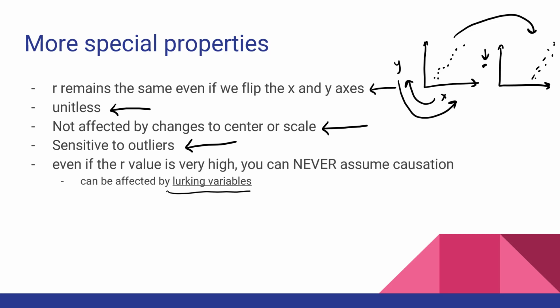Another good example of this that I like a lot is that there's actually quite a strong relationship between number of Nicolas Cage movies and helicopter crashes per year. So just something to think about.